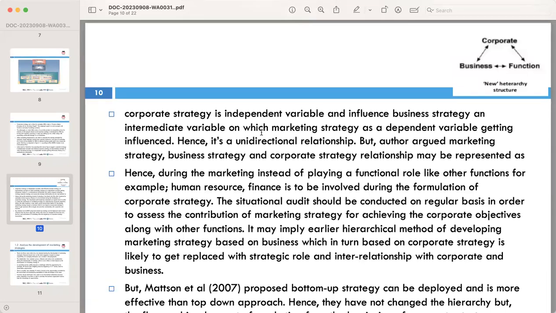Previously, we discussed that the traditional model often presents corporate strategy as an independent variable that influences business strategy, which in turn shapes marketing strategy. So this model implies a unidirectional flow. Here we focus on the dynamics between business strategy and marketing strategy. To gain a deeper understanding, we can expand this model to represent more comprehensive relationships among these strategies rather than a one-way influence. It is vital to recognize the interplay and synergy among them.